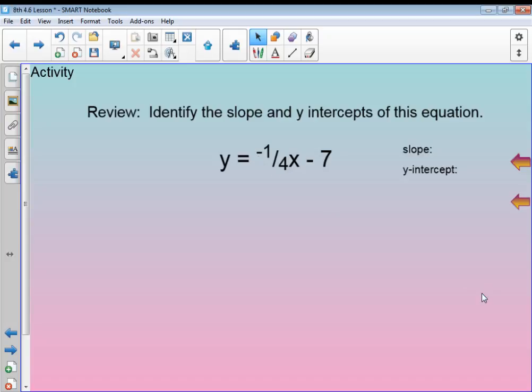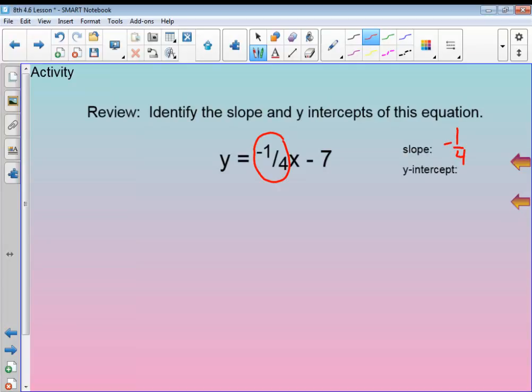In this activity, we'll be working with our Y-intercept equation. So we're going to review once again the different parts of our Y-intercept equation. In previous lessons, we learned how to work with identifying our slope and our Y-intercept. Our slope is the part that is attached to the x. So in this situation, our slope is negative 1/4.